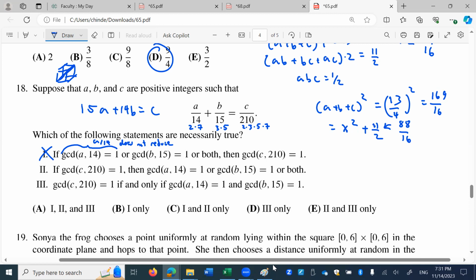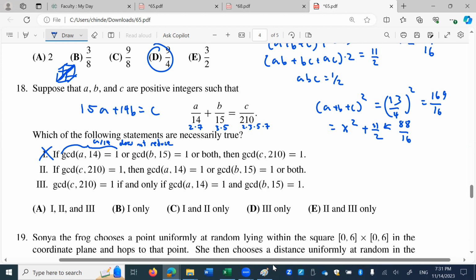On the other hand, if the fraction on the right does not reduce, then neither fraction on the left can reduce. If either fraction on the left reduces, then the fraction on the right also reduces, and vice versa, right? Let's think about 3. GCD of c with 210. So yeah, the fraction on the right does not reduce if and only if neither of these fractions reduce.